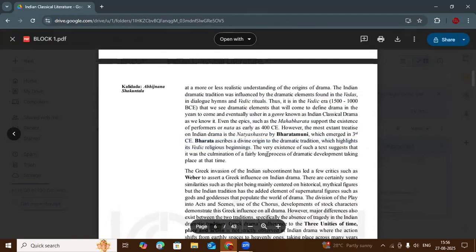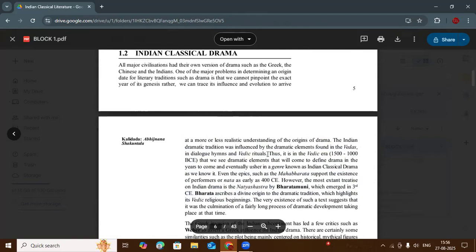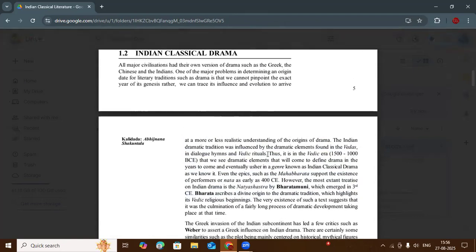So it's a good paragraph. There is a lot of information here. Okay, so I'm repeating it again. All major civilizations had their own version of drama, such as the Greek, the Chinese, and the Indians.